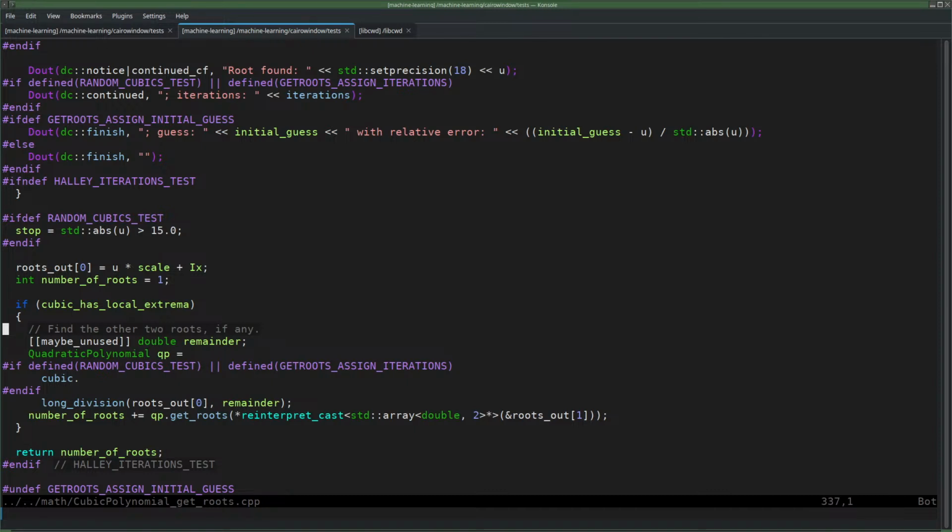Maybe the other way around. The other way around it would work better. Doing a long division here. What if we do long division with the root that is small instead of the root that is large? Maybe that's way more stable. How does the long division work anyway?